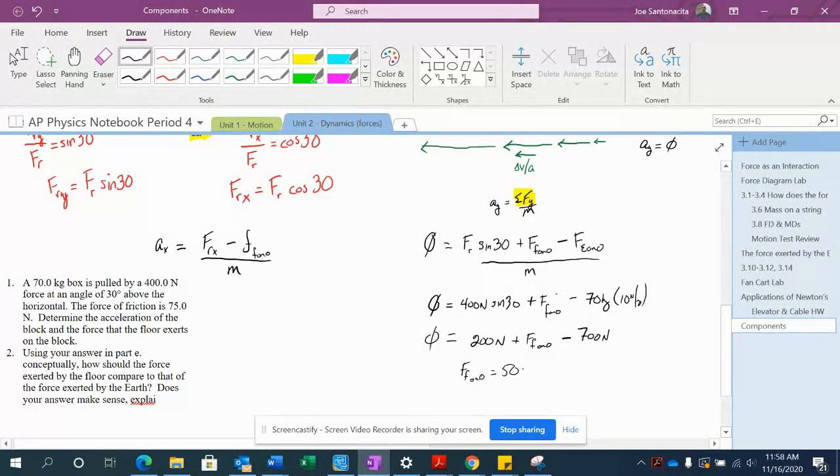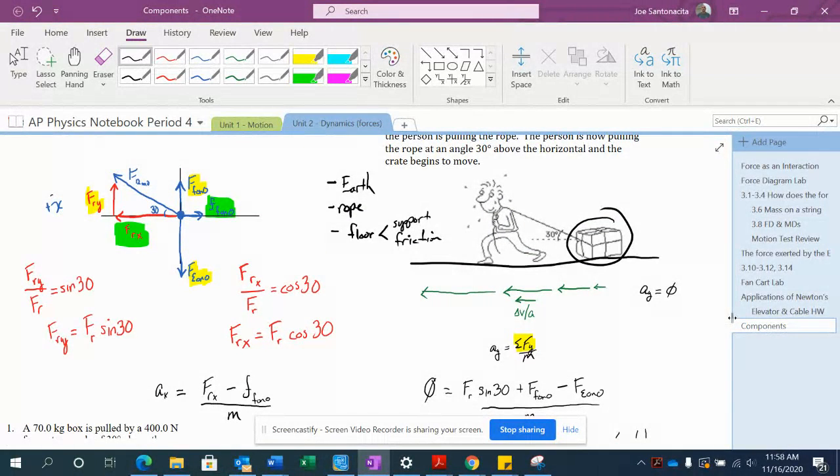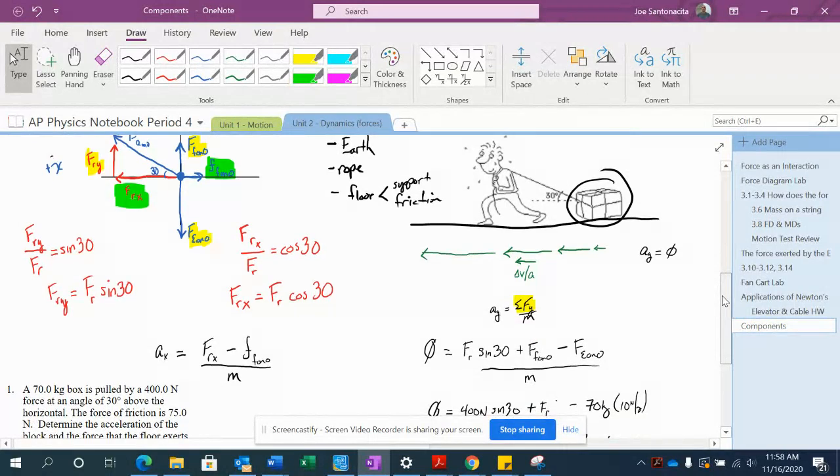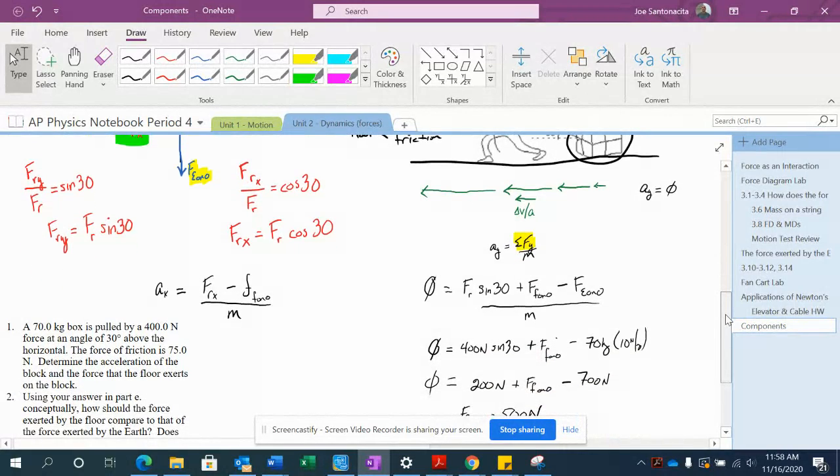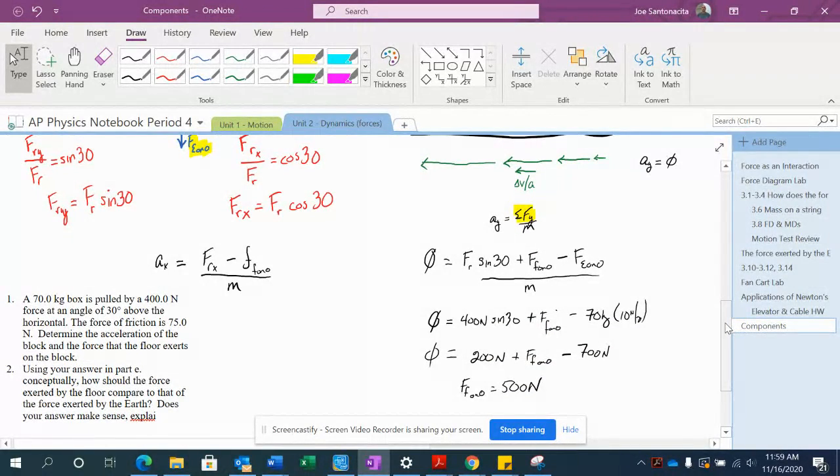will equal 500 newtons. Okay, and it is less than that of the earth because the rope is assisting on supporting the object on the floor, which means the floor doesn't have to push up as much as if the rope wasn't pulling up at all. If the rope was just pulling to the side, then the floor would be equal to 700. But since it is not, it is now equal to 500.